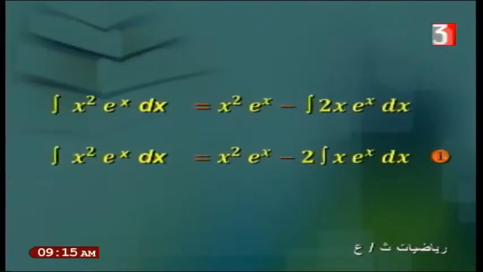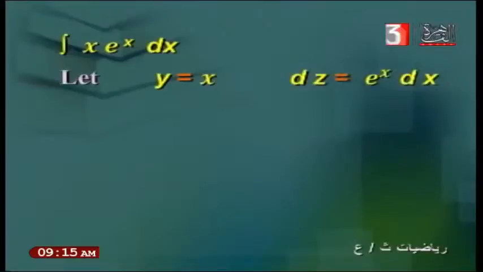The relation integration x power 2 e power x dx equals x power 2 e power x minus integration 2x e power x dx, or equals x power 2 e power x minus 2 integration x e power x dx. The second term is integration x e power x dx. Let y equal x and dz equal e power x dx.